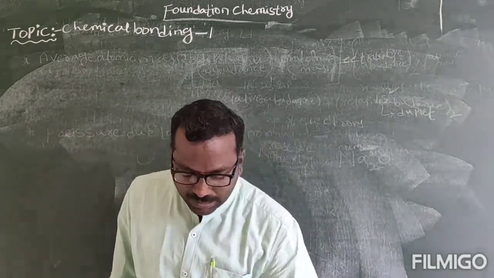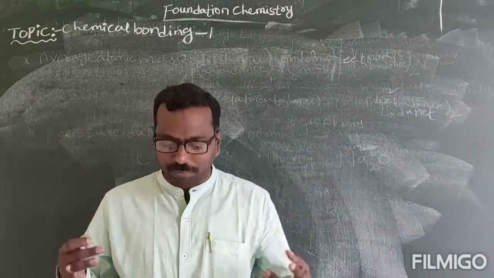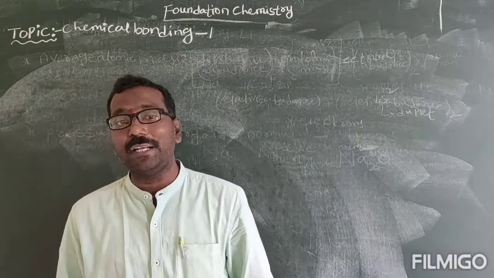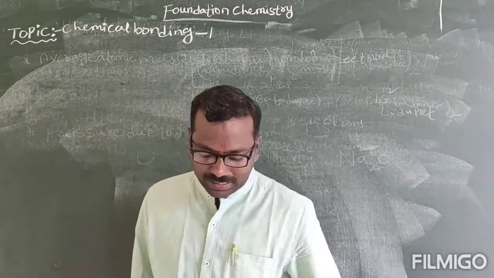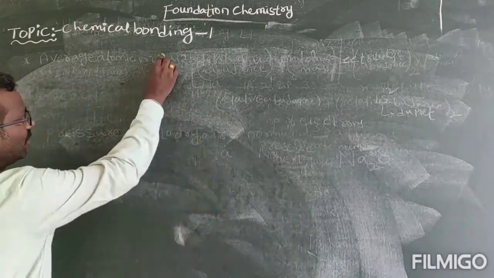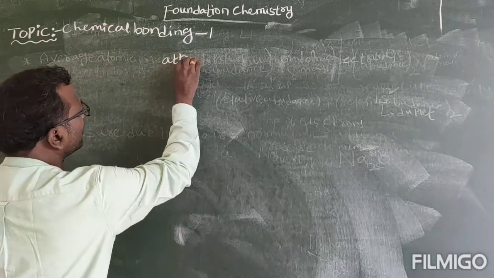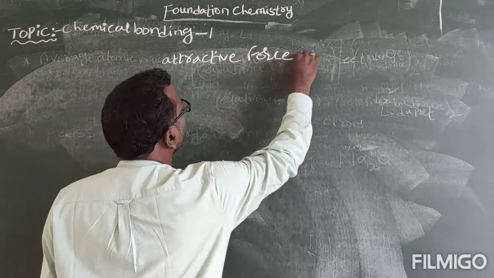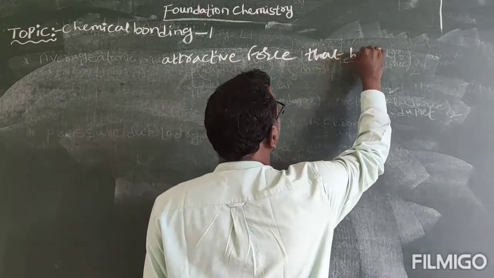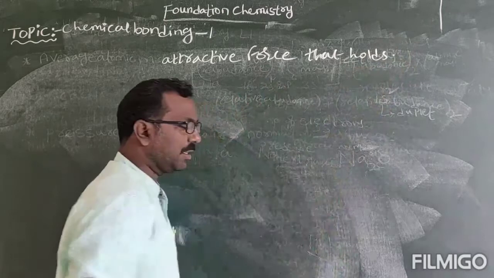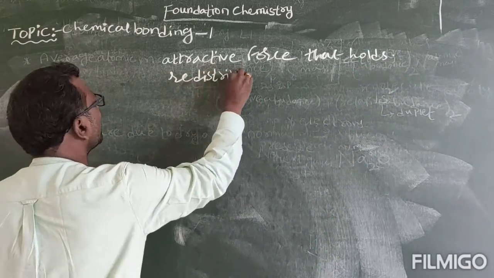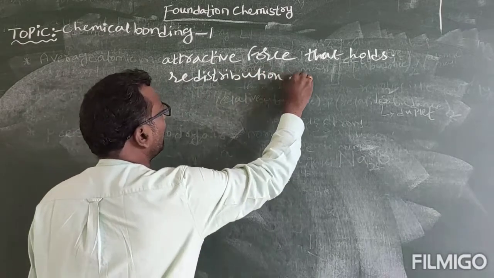So what is a chemical bond? It is the attractive force that holds various constituents together in different species, called a chemical bond. So attractive force that holds between different species, or we can also call it redistribution of electrons.